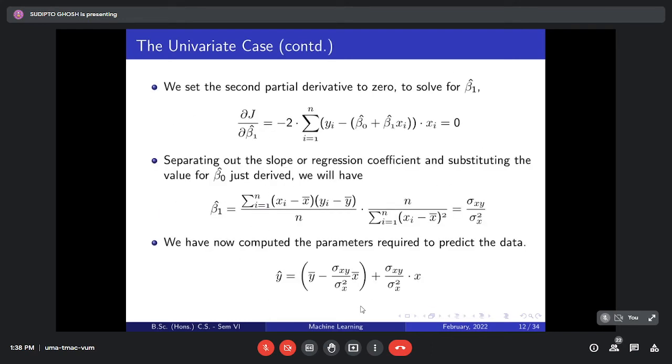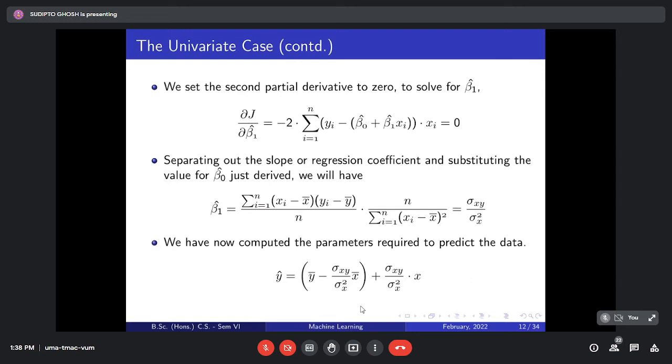For that, we set the other partial derivative to zero. Then we have to substitute the value of beta naught that we got, that was y mean minus beta 1 x mean. Once you do that, you expand the summation inside and then separate out beta 1. Then you will have this entire term written in the center, the sum from 1 to n of xi minus x mean. This x mean comes from that beta naught. Then yi minus y mean, divided by n.